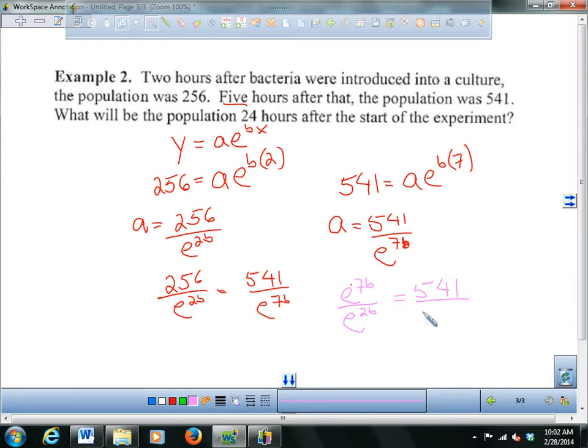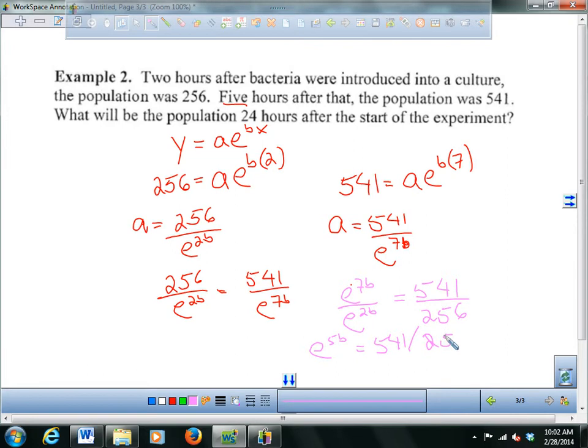In the book they used to call them negative exponents and stuff, but I didn't like that. See what I did? Okay. The reason I wanted the 7b up here, I multiplied this side by 7b and this side by 7b, and I divided this side by 256 and this side by 256. That way, I get that e to the, what do I do with these exponents? Subtract. E to the 5b equals 541 over 256.